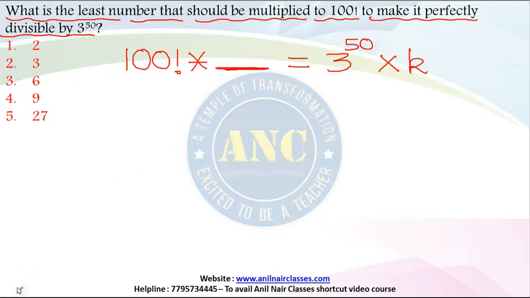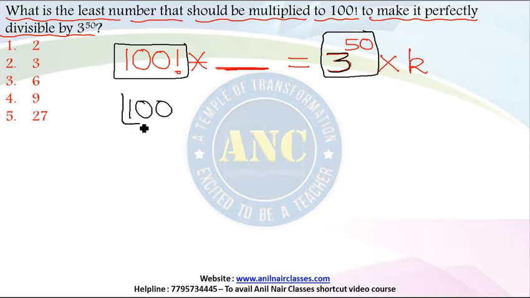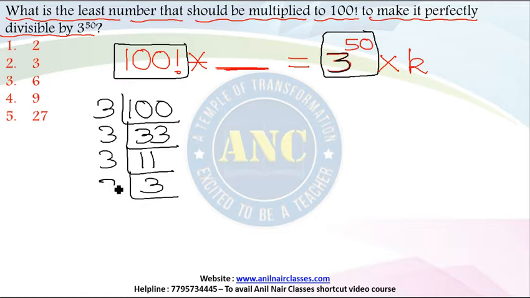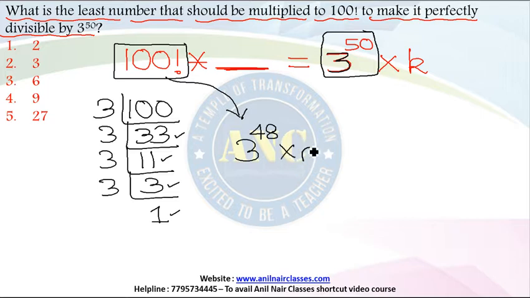Now that means, can I say that it should be divisible by 3 power 50. 3 power 50 means prime base is 3. So keep on dividing this 100 factorial or 100 by 3 and express it as 3 power something. So this is 3 into 33. This is 3 into 11. 3 into 3 is 9. 3 into 1 is 3. That means 100 factorial can be written as 3 power 33 plus 11 is 44 plus 3 is 47 plus 1 is 48. 100 factorial can be written as 3 power 48 into some constant.